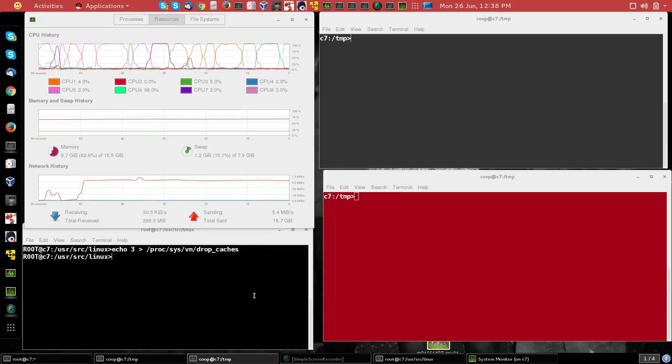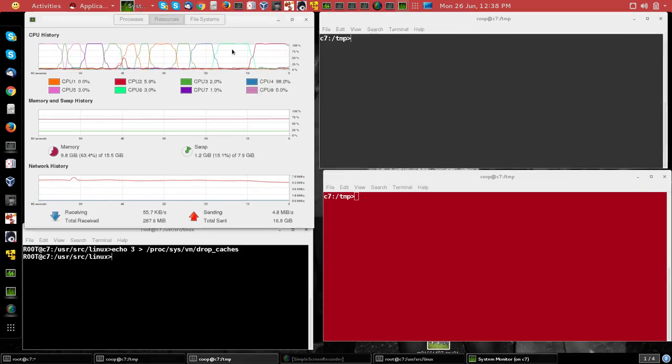Let's get a brief look at a few of the system monitoring tools that are available on your system. In the left-hand window here, I'm running GNOME System Monitor, which gives me a graphical picture of CPU history on top with one line for each CPU on the system. This is a system with 4 cores, each one of which is hyper-threaded, so it appears as 8 CPUs. In the second line, we're seeing memory and swap history.